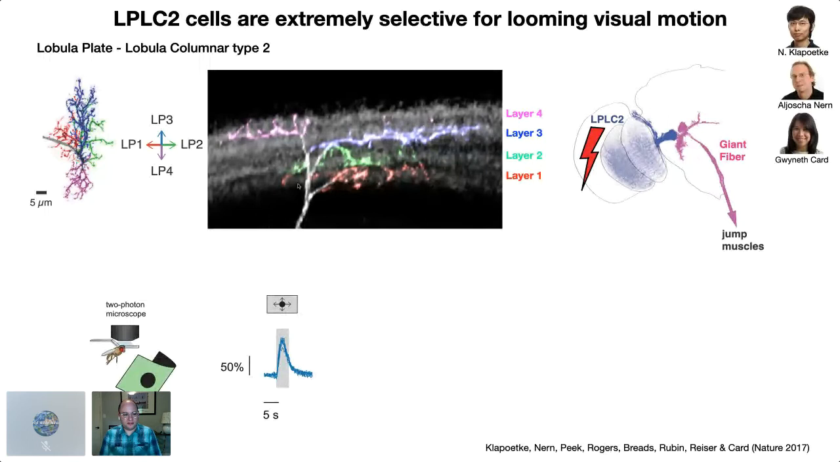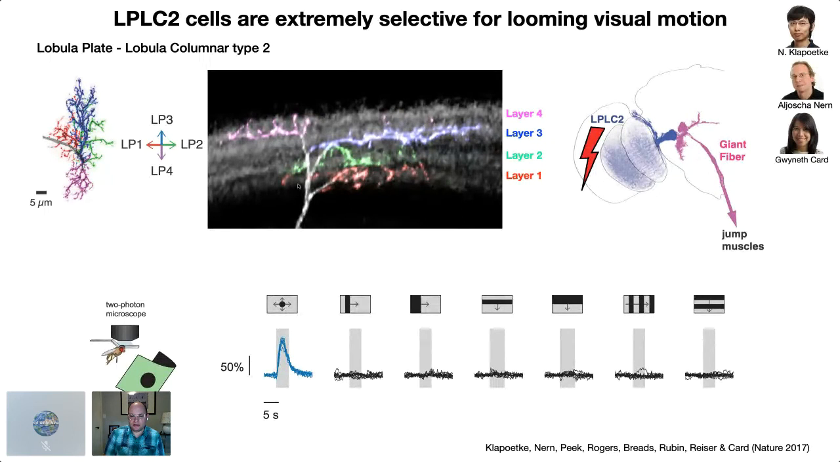So when Nathan does 2-photon calcium imaging from these neurons, expressing a genetically encoded calcium indicator, he finds, not unsurprisingly, that they respond to looming motion. What was quite a bit surprising was the fact that they were about the most stimulus selective neurons we've ever seen, especially when you compare them to the properties of the inputs. They are really exquisitely tuned for looming to the exclusion of everything else. And if you're interested in that, I'll point you to the 2017 paper where Nathan did a whole beautiful series of experiments to understand why that is.